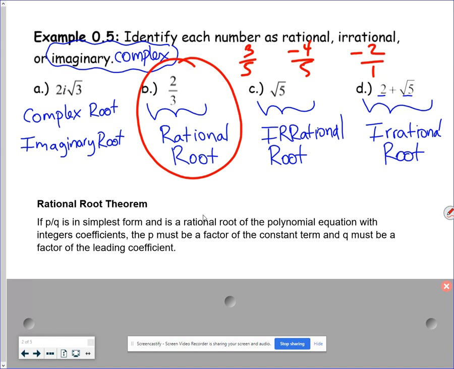So here's what the theorem says. If P over Q is in the simplest form, and it's a rational root of a polynomial equation with integer coefficients, then P must be a factor of your constant term, just like we saw.